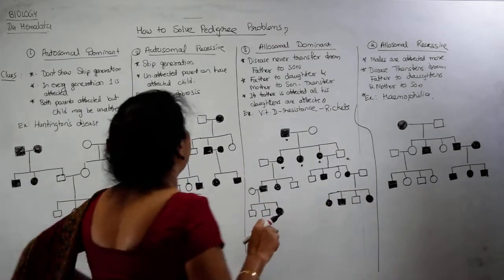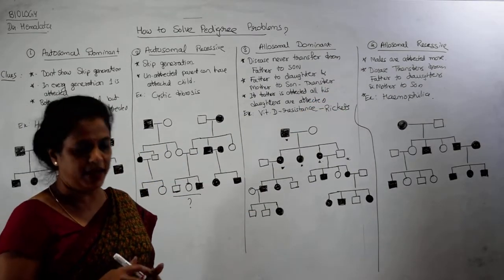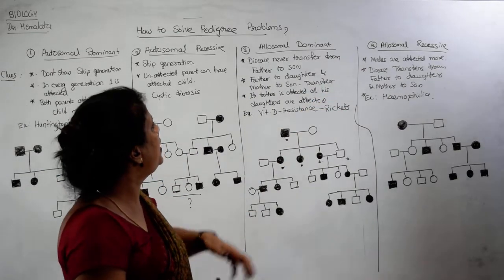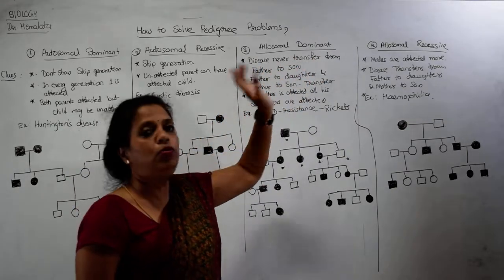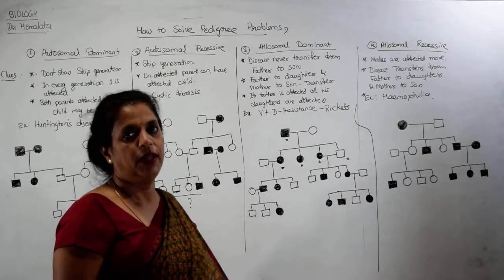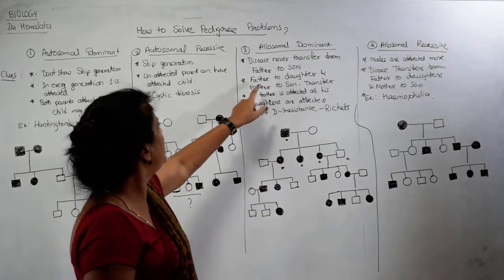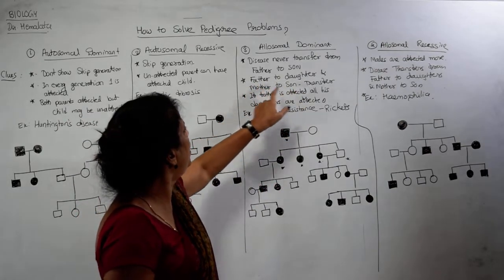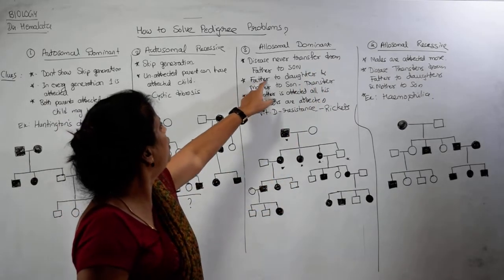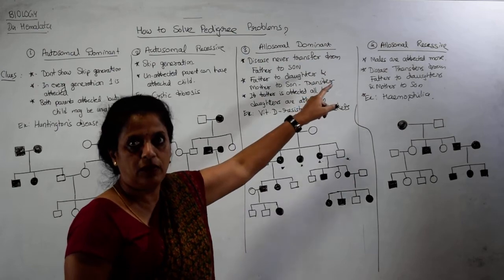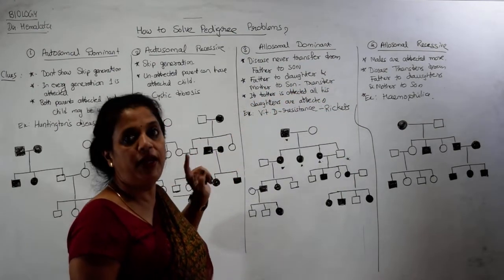Then the third one is allosomal or sex-linked dominant inheritance. What is that? Sex-linked dominant inheritance, where disease never transfers from father to son. Very important. Disease will never come from father to son. Second, father to daughter and mother to son transfer happens. That is, from father it will not go to the son, it will go to the daughter. But from mother it goes to the son. That is the way it is transferred.